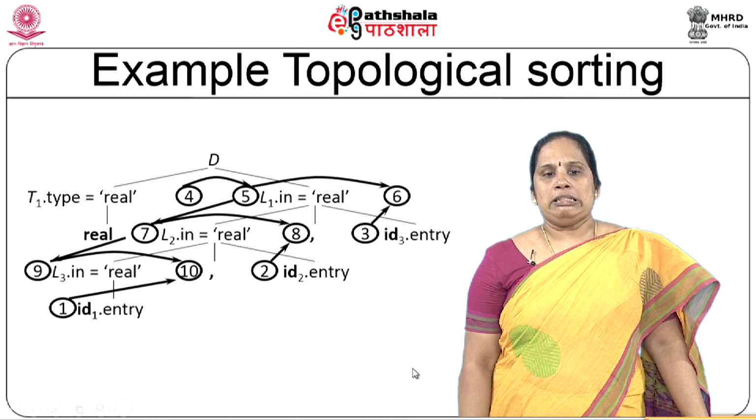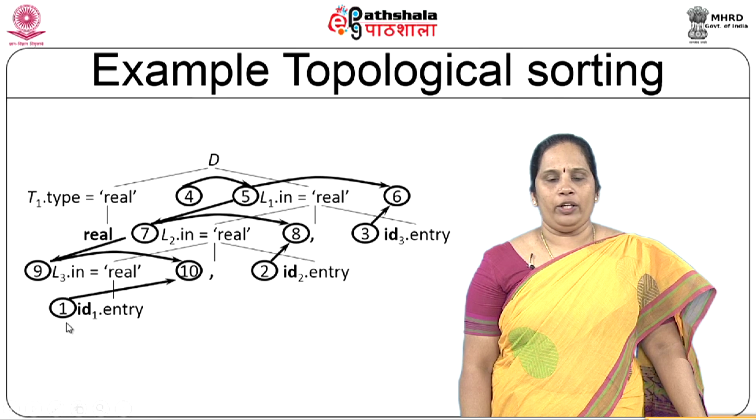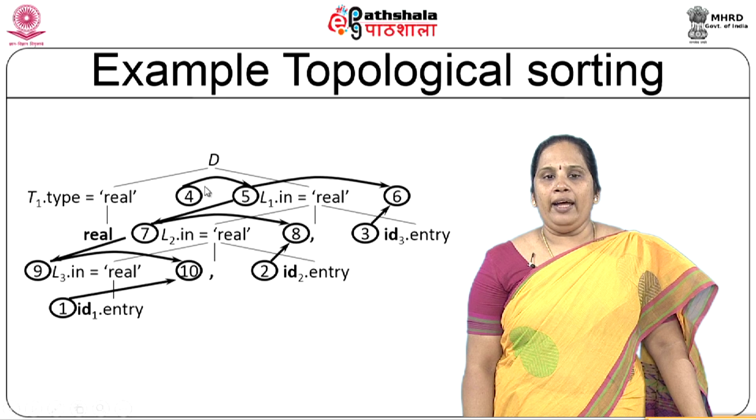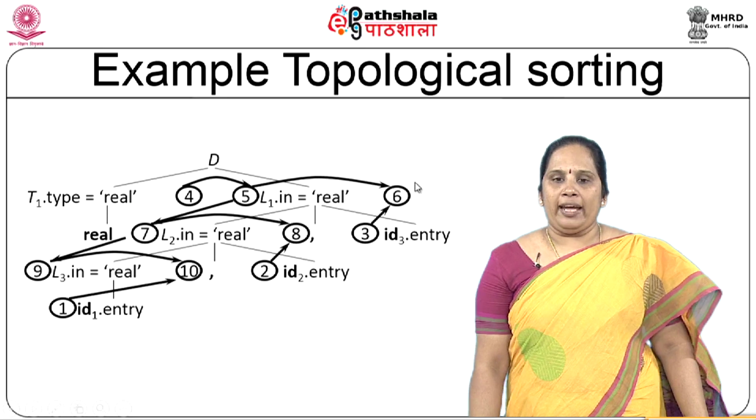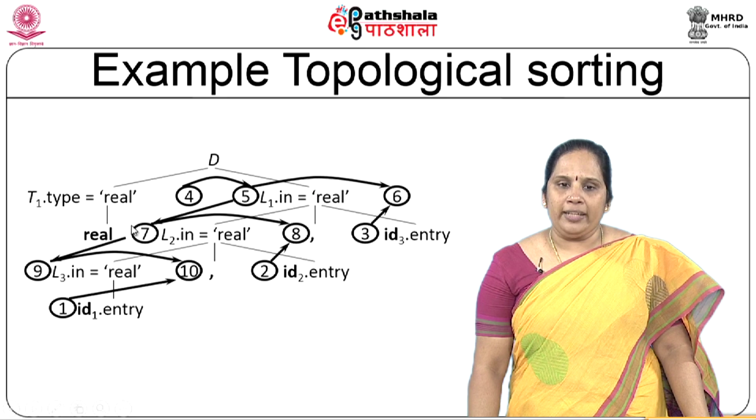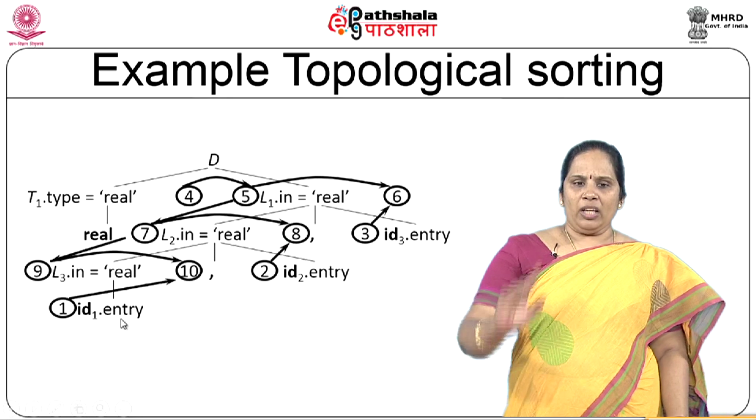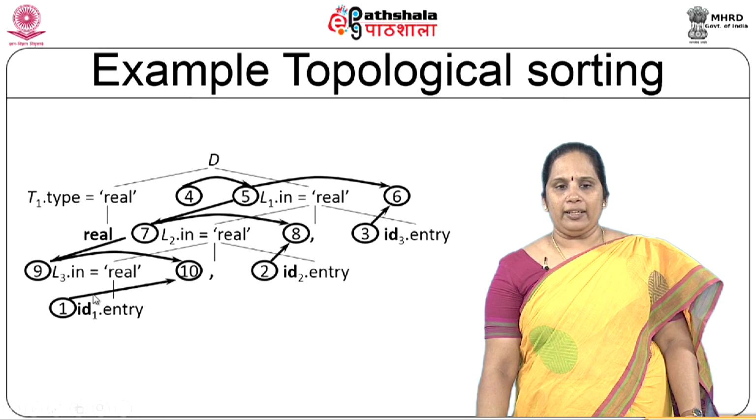So, how do I evaluate the semantic rules? In this example, I know that I have to do id1.entry first. That is your first variable. Followed by that I have to do this id.entry, then I have id3.entry, and then I have to look at this T.type equal to 4, and then I have to evaluate this particular node L.in equal to real, and then I have to get this value assigned to L.in, and then 7, and that is going to be again 8 and then 9 and 10. So, I will get two values, this comma basically has to be evaluated, right. So, this is going to be L.in equal to real. So, I have to get this value first.